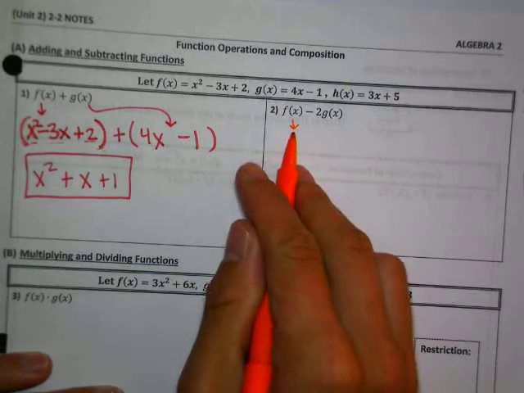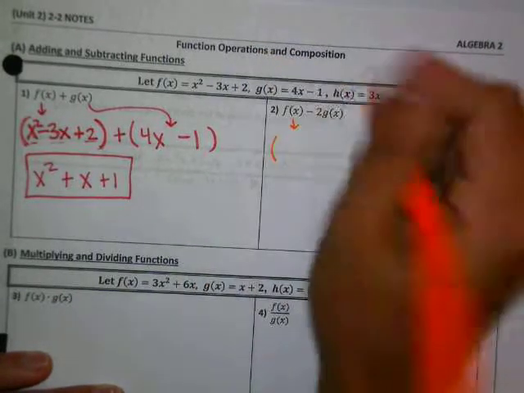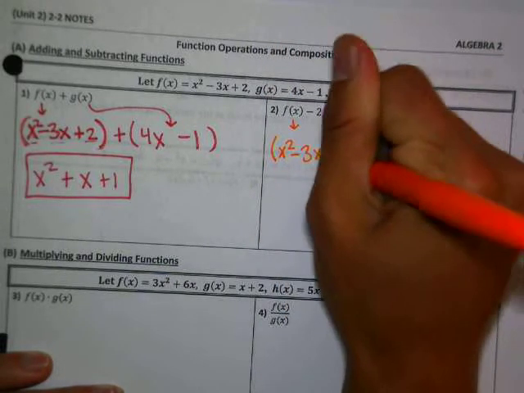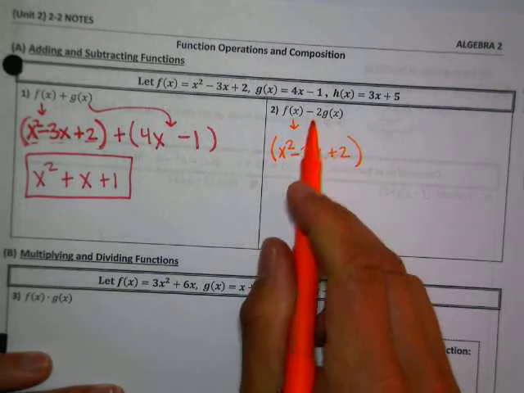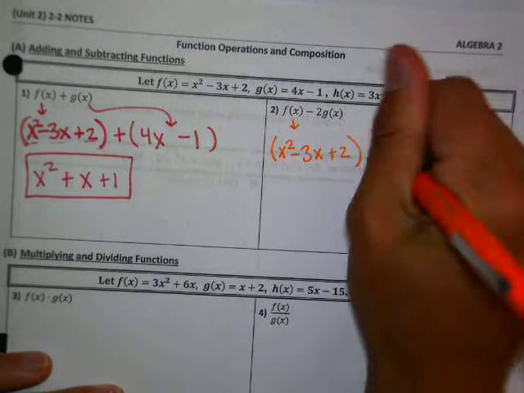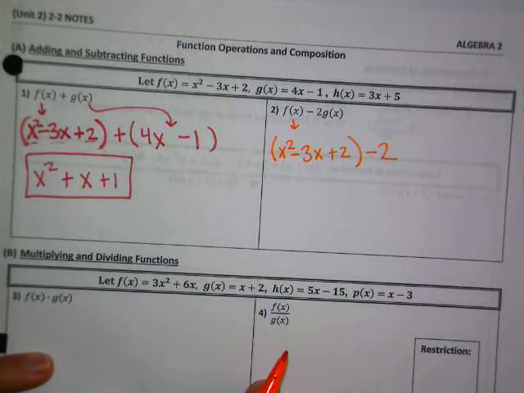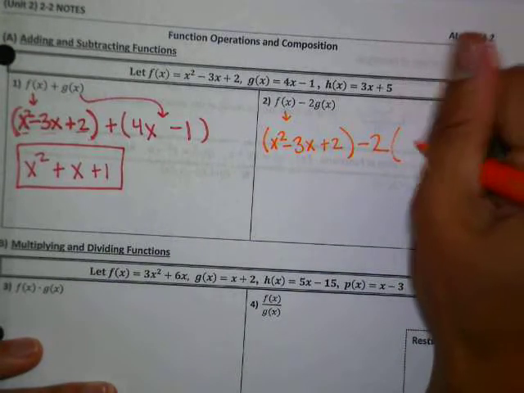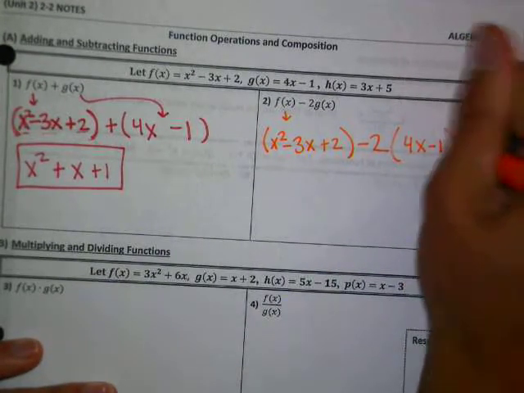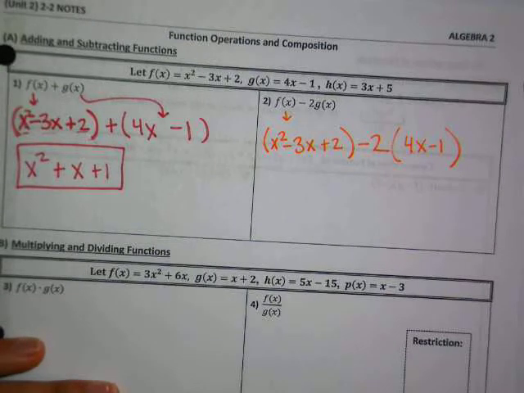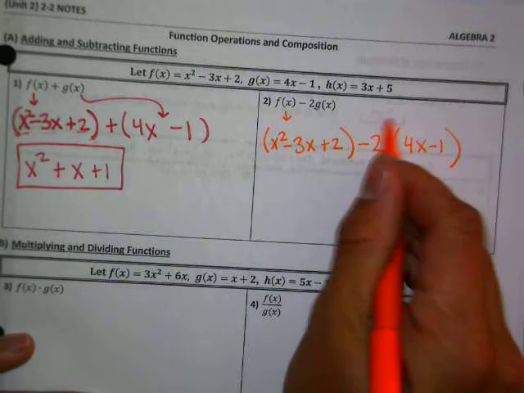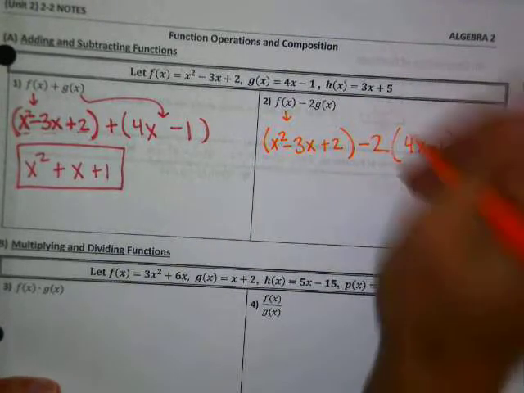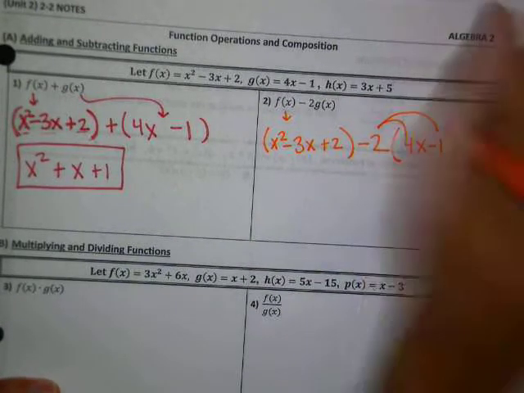So on this one, f of x, tell me what it is again. X squared. Good, x squared minus 3x plus 2. And now I also have this minus 2. So I'm going to put minus 2. And then what is g of x? 4x minus 1. Now on this one, before I can start combining like terms, I need to distribute the negative 2. Because you have to multiply before you can add and subtract. So distribute the negative 2.